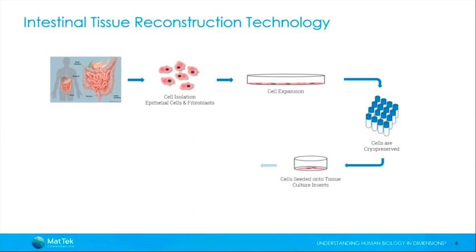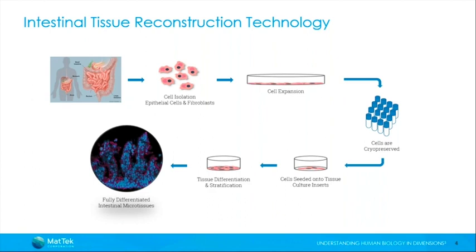This is a schematic representation of our technology. What we do over here is we have a human organ donor, and then we get intestinal explants. From there, we can isolate epithelial cells and fibroblasts and expand them in culture in order to get enough number of cells to make thousands of tissues. Once we expand them, we cryopreserve the cells and then take them out and feed them onto insert membranes and then make them differentiate and stratify using optimal culture conditions and modified media, which has been developed at MatTek. This optimized condition will give us fully differentiated intestinal microtissues with a villi-like structure as shown here.